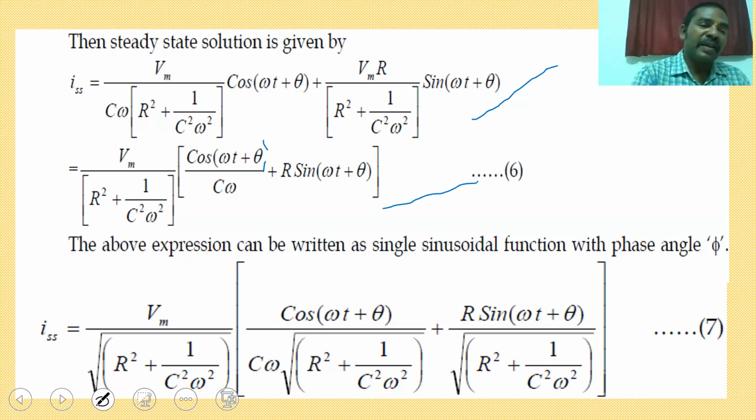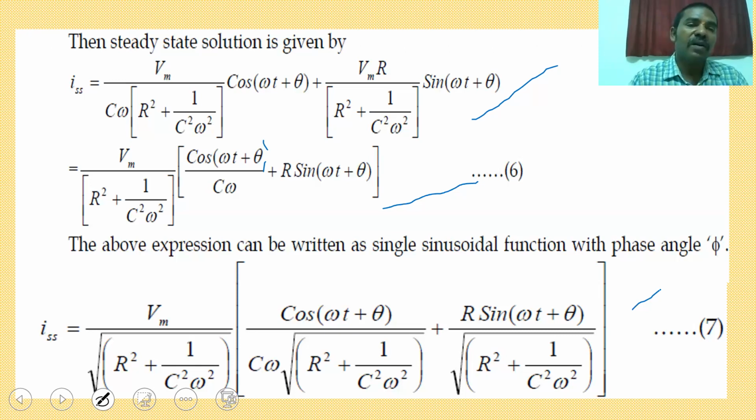Still, I am taking the denominator value under the roots. So the steady state current will be like this, equation 7. ISS is equal to Vm by root of R square plus 1 by C square omega square, cos omega t plus theta divided by C omega into root of R square plus 1 by C square omega square, plus R into sin omega t plus theta divided by root of R square plus 1 by C square omega square. Why I am taking this equation is that I have to represent it in terms of impedance.